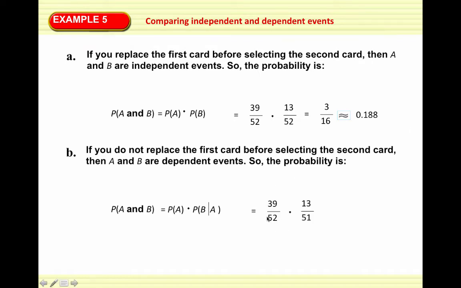It's still 39 out of 52 because you have your full deck there and there are still 39 cards that are not hearts. But now when you go to do your second draw, there's only 51 cards left in the deck. You still have all 13 hearts because the first one was not a heart. So our numerator doesn't change. And so we get 13 out of 68 once we multiply and reduce, which is about 0.191. So the probability of drawing a heart on the second one goes up just a little bit because our denominator went from 52 to 51.